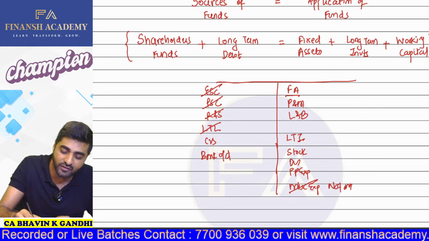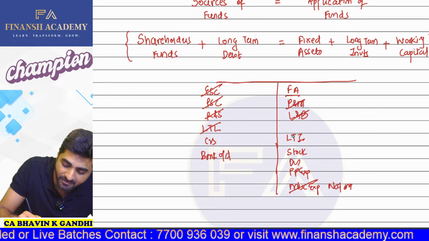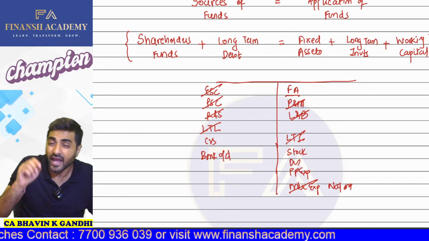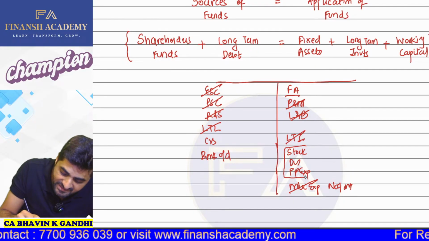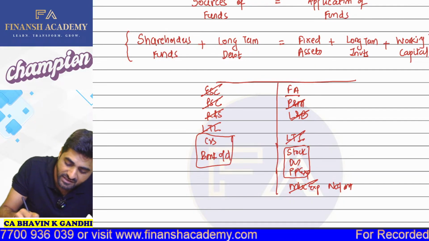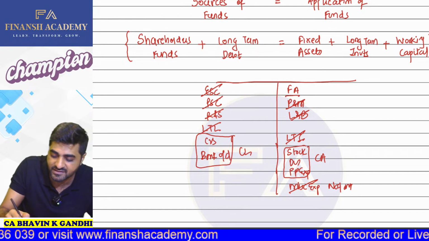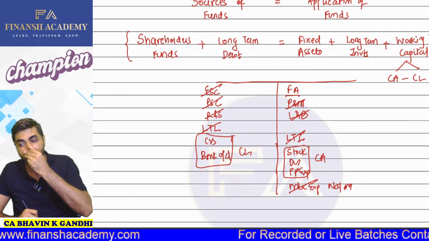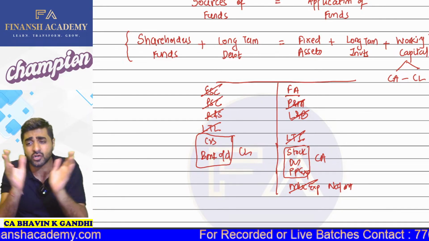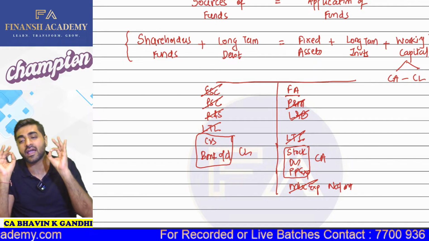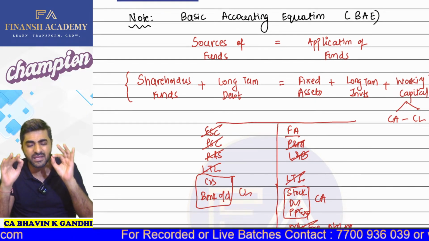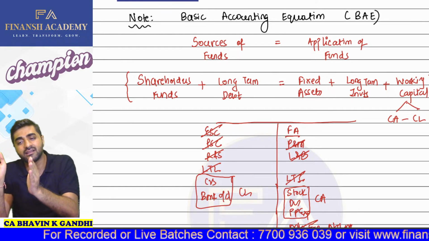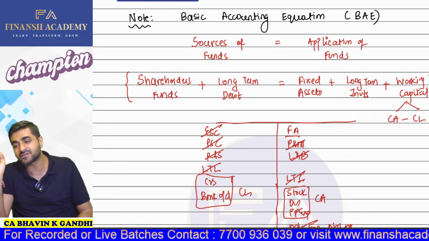On the asset side, what do you have? Do you have fixed assets? Yes, we have plant and machinery, land and building, and all these other fixed assets. Are we going to have long-term investments? Yes. And what is your working capital? Can I say current assets minus current liabilities? Will that give you your working capital? Come on, yes or no? Yes, sir. CA minus CL. This will give you working capital. So, my dear students, this put together will actually be called your basic accounting equation: shareholders funds plus long-term debt is equal to fixed assets plus long-term investments plus working capital.